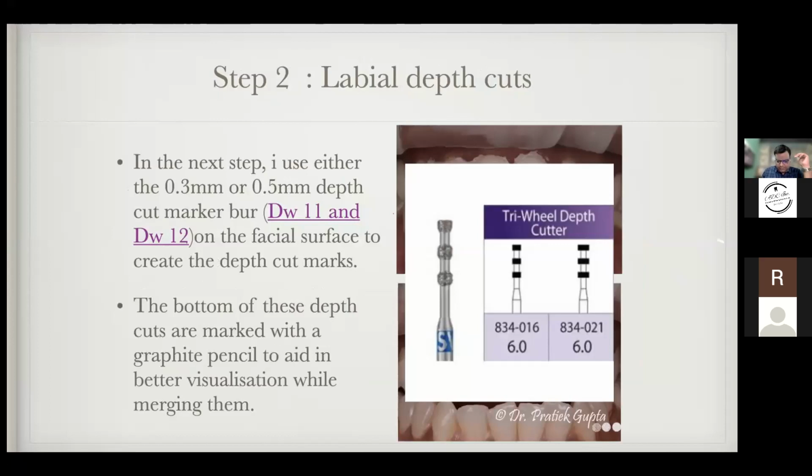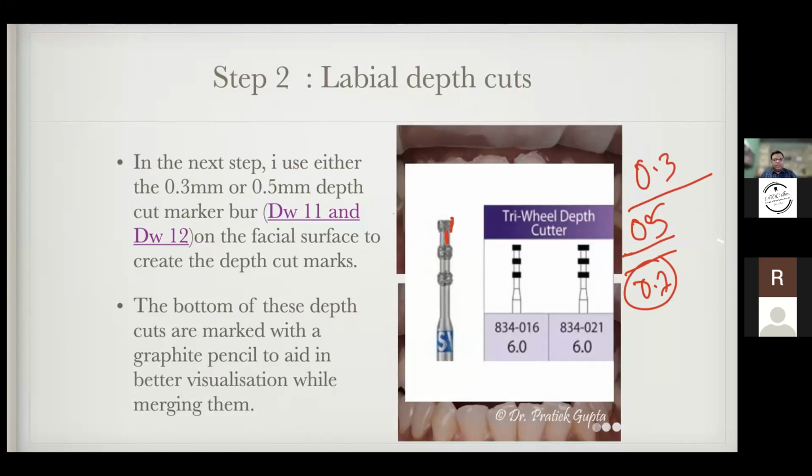So if you see the wheel burs, the depth from here to here would be 0.5. So you cannot prep more than 0.5. You get depth cutters from 0.3, 0.5, and 0.7. I would prefer you having 0.5 and 0.3 only.